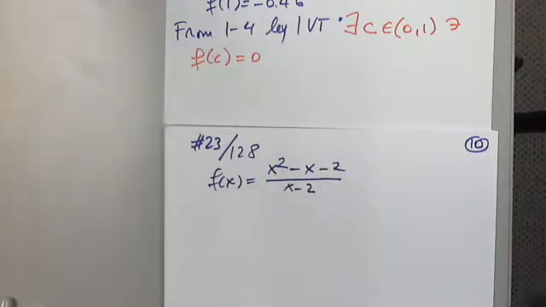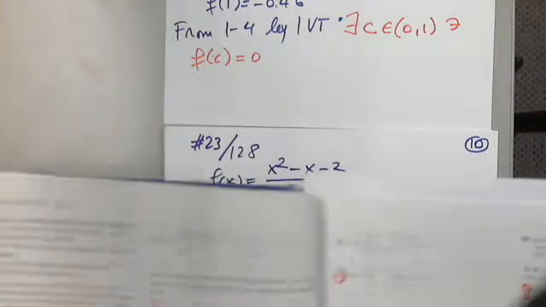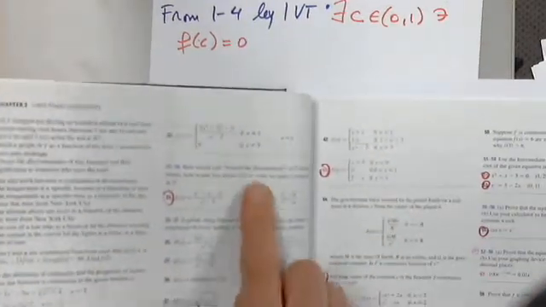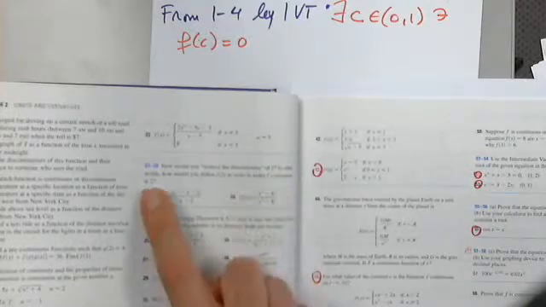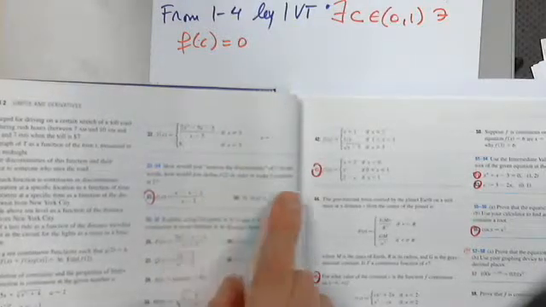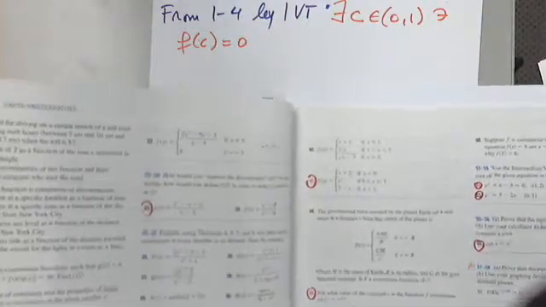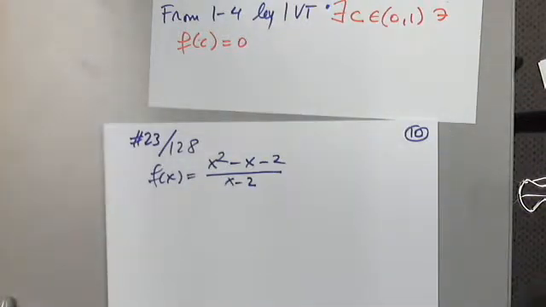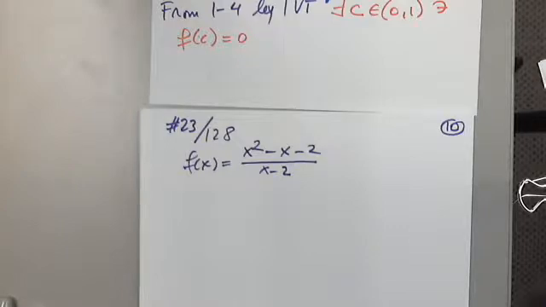Let's read the question. How would you remove the discontinuity of f? In other words, how would you define a new function in order to make it continuous at that point? So first of all, we are given this function. What type of function is it? Exactly. It's a rational function.